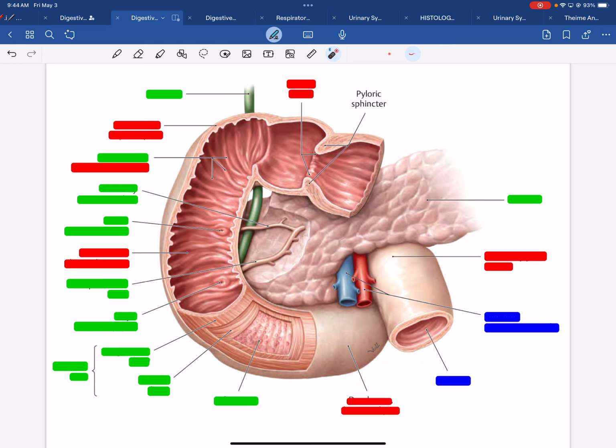And these sphincters are a thickened region of which layer specifically? Good, the inner circular layer. Good. What are these? Good, the plica circularis, or circular folds. What is this? Good, bile duct or common bile duct.